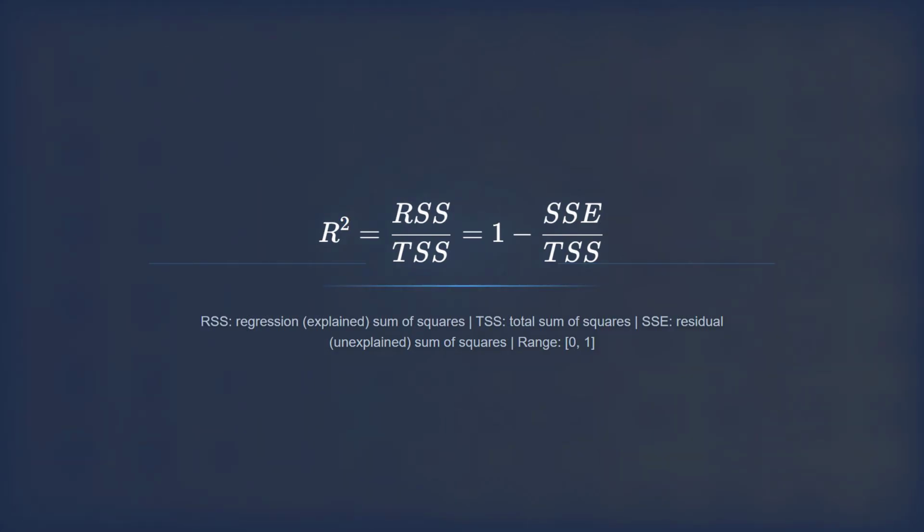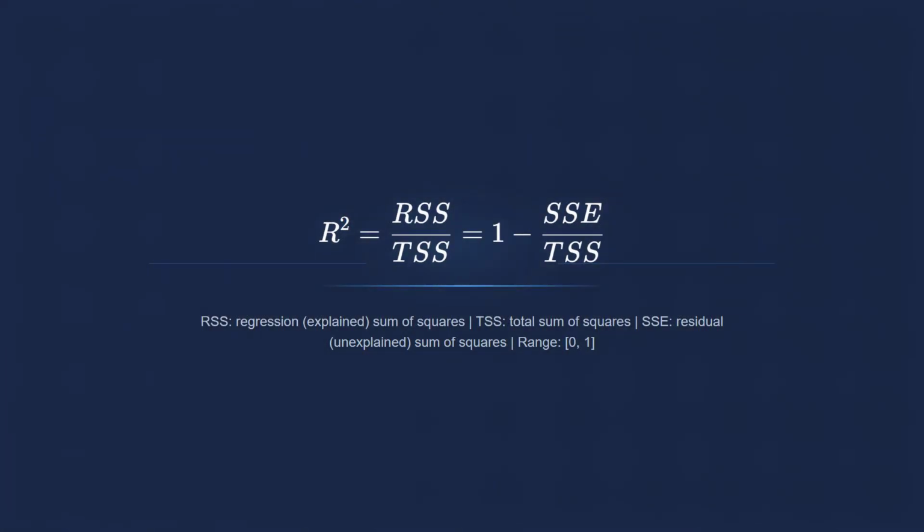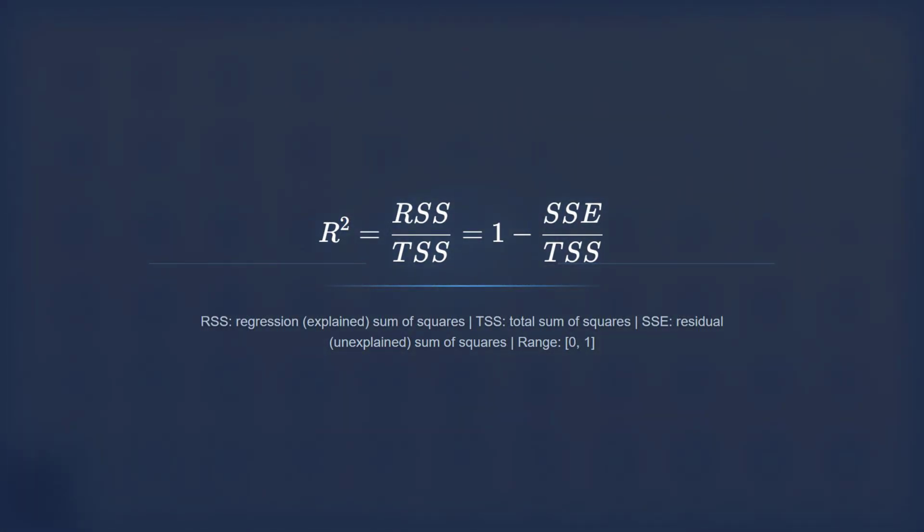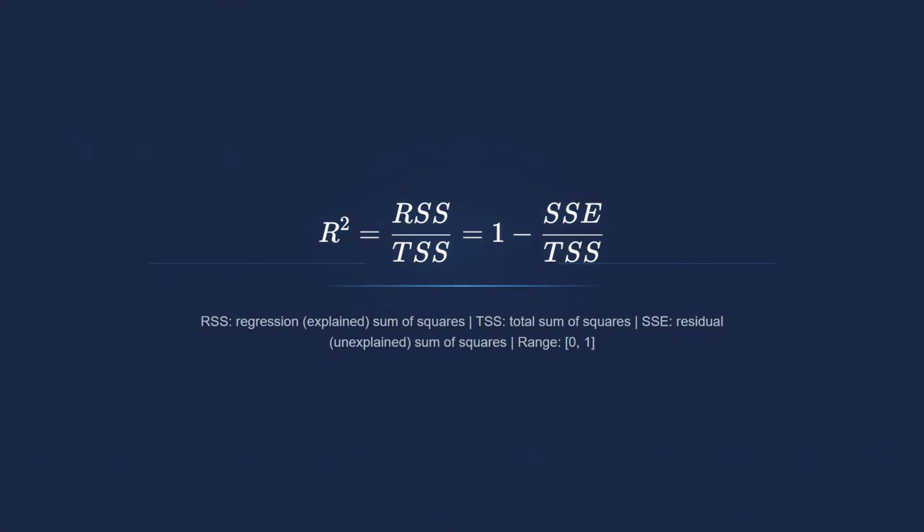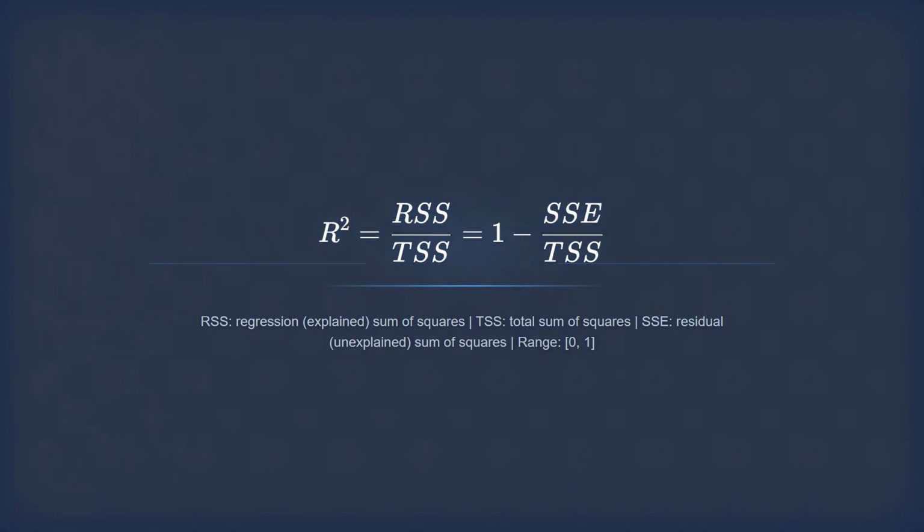The exam trap, R-squared of 0.85, does not mean the slope is statistically significant. And it absolutely does not mean X causes Y. R-squared is a proportion of variance explained, nothing more, nothing less.